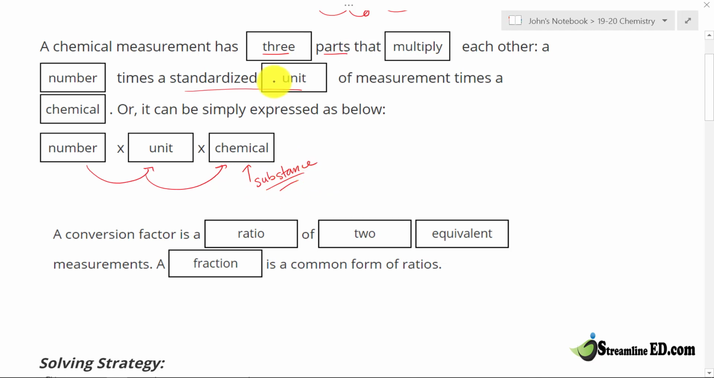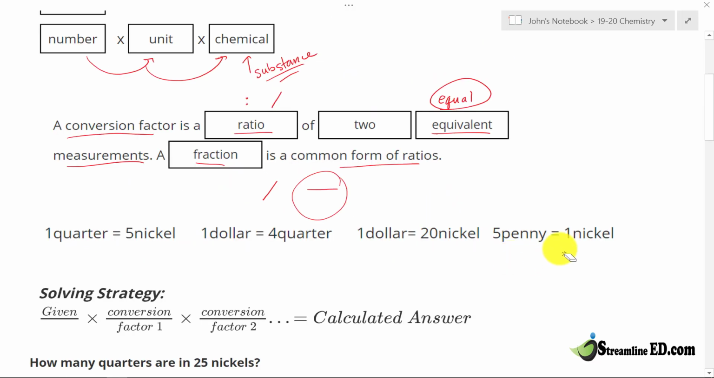Now, understanding the 3 parts of a measurement is extremely important to understand a conversion factor. A conversion factor is a ratio, and you already know what a ratio looks like. It's represented by a colon or a fraction and so on, of 2 equivalent measurements. Well, what is equivalent? To understand the definition of conversion factor, let's look at some of the common conversion factors.